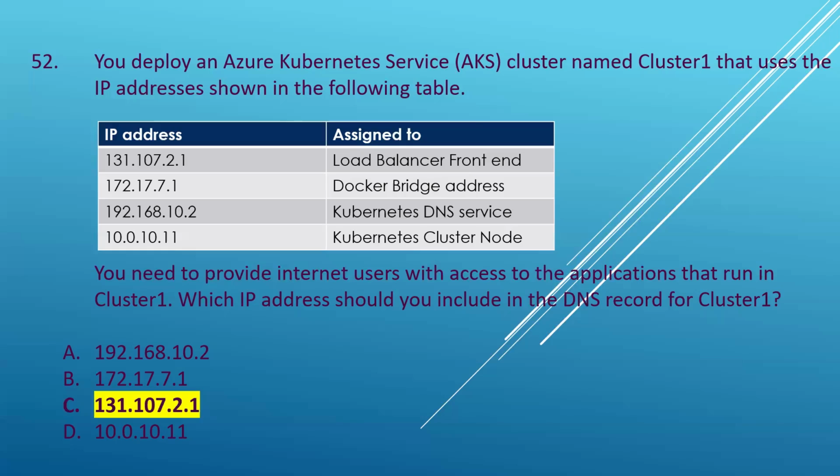Now, in case you are not a networking person, the question also has a hint in the assigned to section, where in the first IP, which is the right answer, it says load balancer front end. Front end is usually associated with the endpoint that is used by users to access the application. So even if you don't have the networking knowledge, it doesn't need very advanced networking knowledge. Even if you don't have basic networking knowledge, you can answer this question just by looking at the assigned to section.